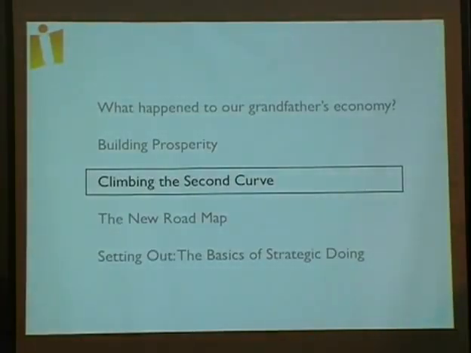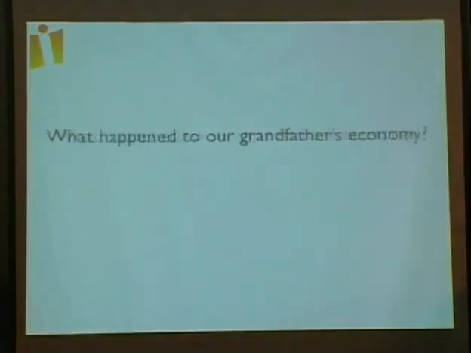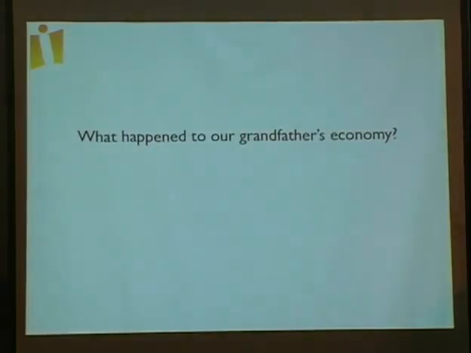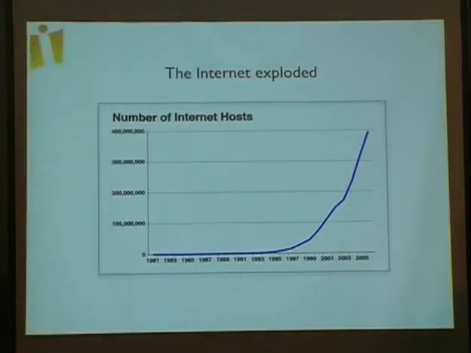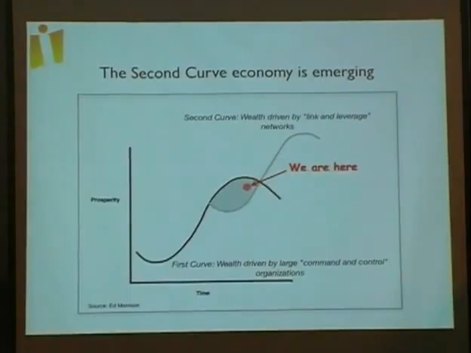And this means climbing up onto the second curve. The second curve is all about transitioning away from our grandfather's economy. Our grandfather's economy has faced enormous pressures over the last 40 years from costs declining. The internet exploded, and all of these things have blown apart the grandfather's economy, but they create a whole new set of opportunities for us in a second curve economy, an economy built on wealth, leverage type networks.